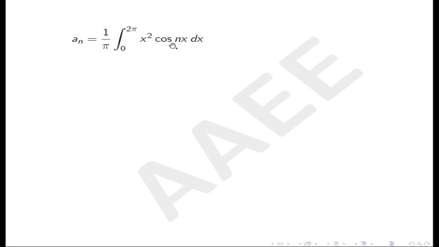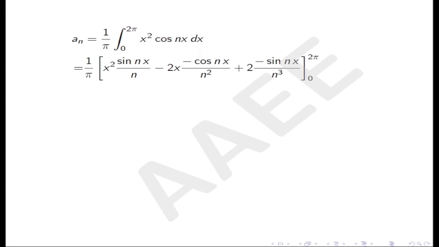Now to find an, it is equal to 1 upon pi integration from 0 to 2 pi x square cos of nx dx. To integrate it, if you observe, it is the multiplication of an algebraic function and a trigonometric function. So to integrate it, you are supposed to use integration by parts. Let us take the algebraic function as u.